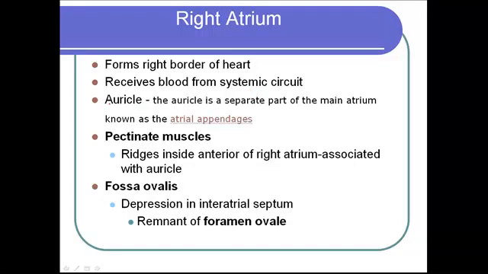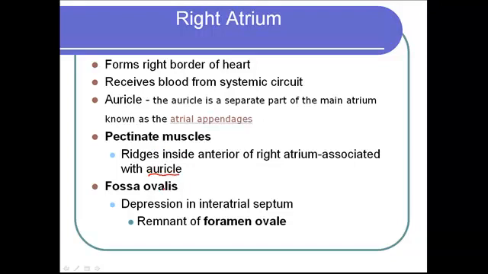The auricle is a separate part of the main atrium known as the atrial appendage. It's just an extra little tiny space, room. Auricle means little ear. Okay, right atrium has pectinate muscles. They're just ridges. Okay, and I don't even know if they're really muscles. But they're ridges inside the chamber, and they're associated sometimes with the auricle.